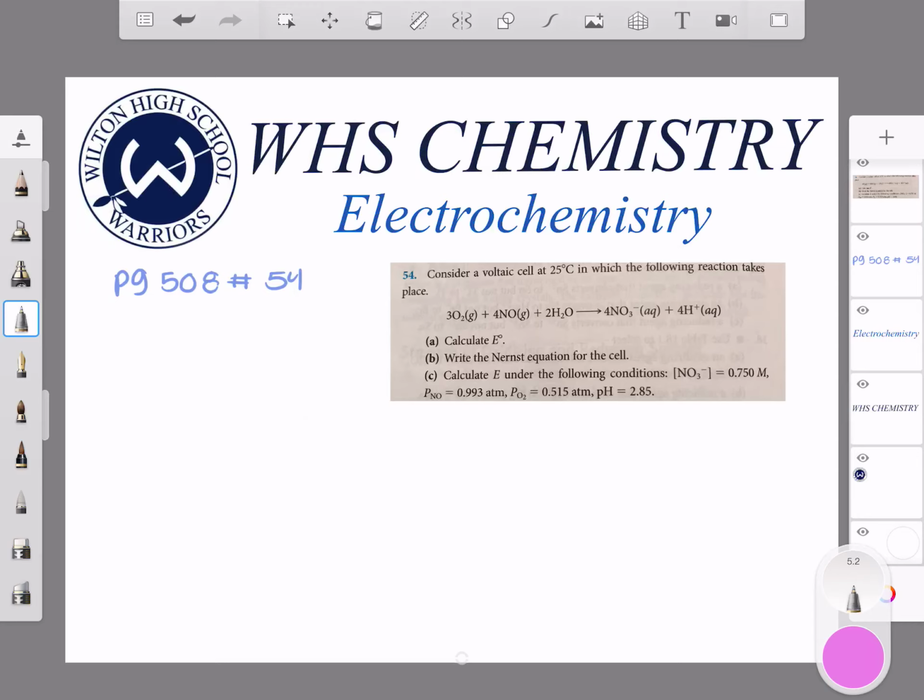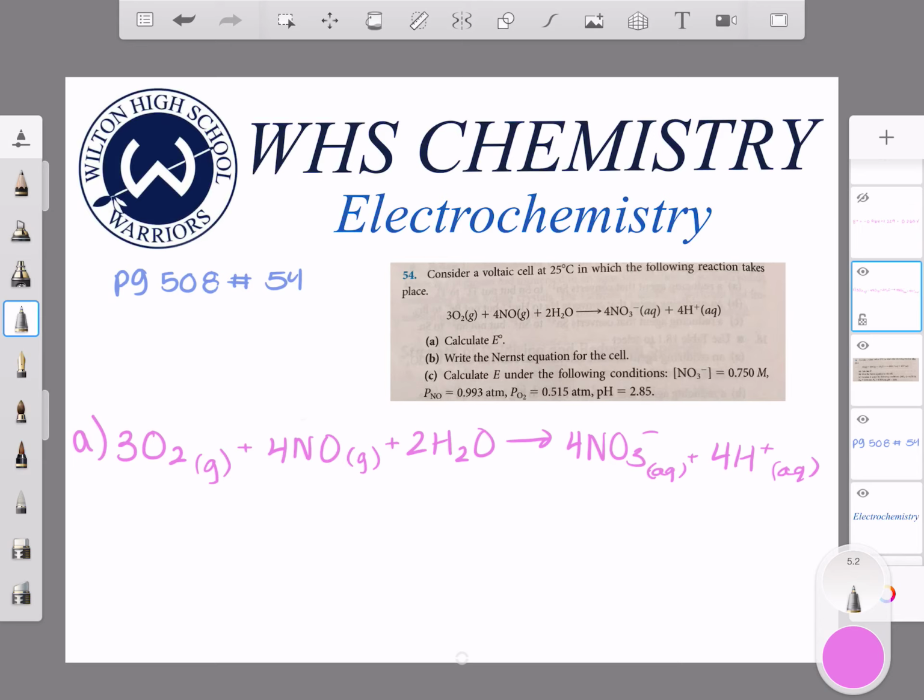Problem 54 on page 508. So we're going to start with part A, which is finding E naught. And we can do that by looking at the standard reduction potential table. So this is pretty straightforward. We've calculated E naught in a lot of other problems we've filmed.